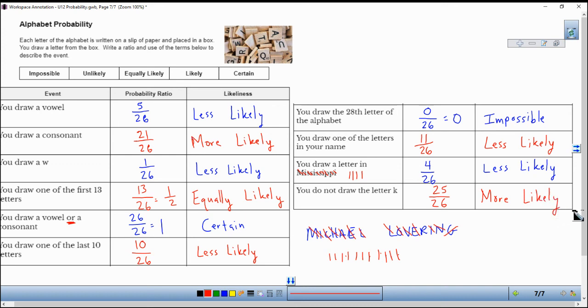All right. So it's fun to think about the letters sometimes because there's a lot we can do with them in terms of probability.